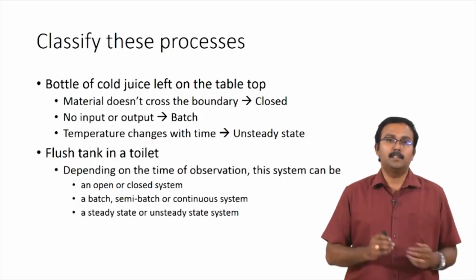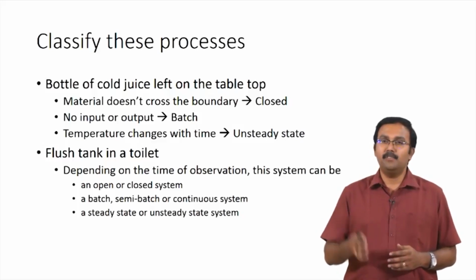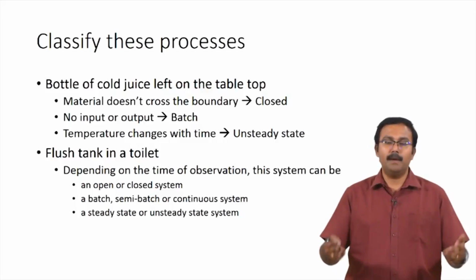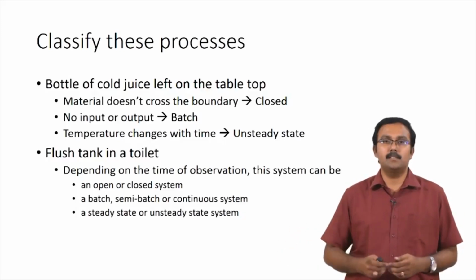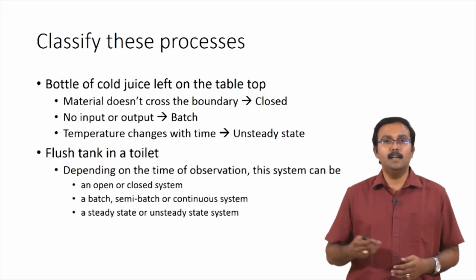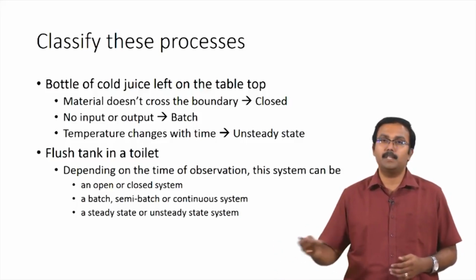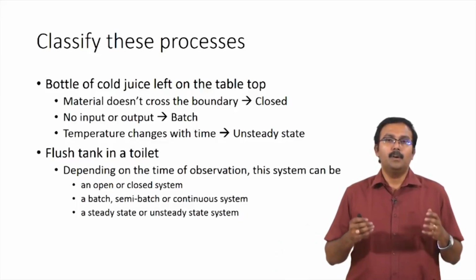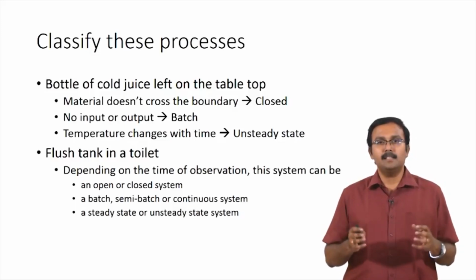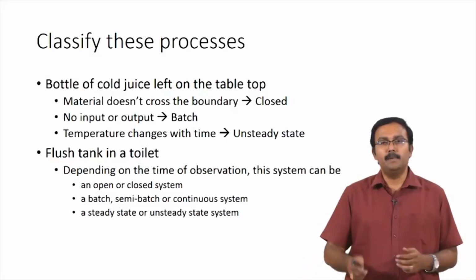However, after the flush tank has emptied and you only have the refilling, then it could be a fed batch system. So, once the flush tank is full, it could just be a batch system where no material is crossing the system boundaries. So, the system can also exist as steady state or unsteady state depending on change in volume with respect to time or change in temperature with respect to time. So, why I chose this example is for you to understand that a system could exist in different states depending on when it is being observed.